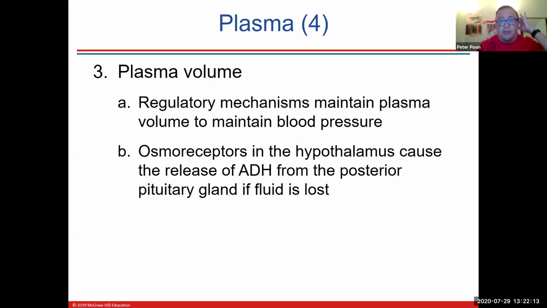Okay, the plasma volume. The regulatory mechanisms maintain plasma volume to maintain blood pressure. The osmoreceptors in the hypothalamus cause the release of ADH if there's too little fluid.